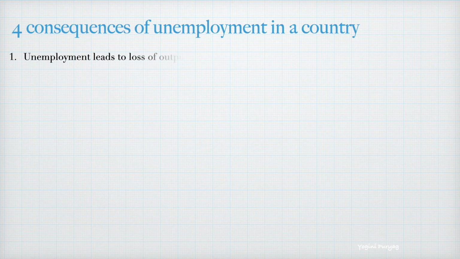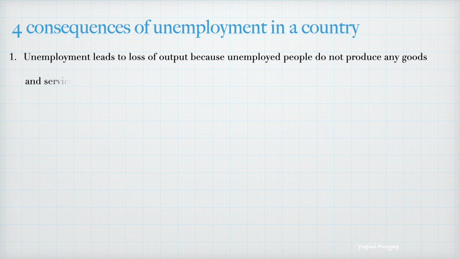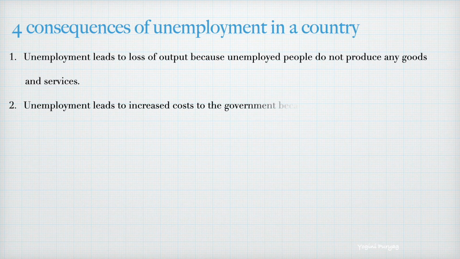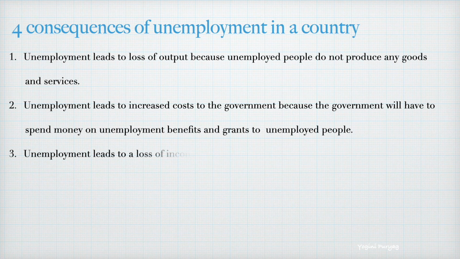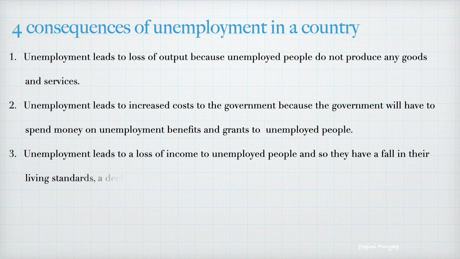Unemployment leads to loss of output because unemployed people do not produce any goods and services. Unemployment leads to increased costs to the government because the government will have to spend money on unemployment benefits and grants to unemployed people. Unemployment leads to a loss of income to unemployed people, and so they have a fall in their living standards, a decline in their spending power, and a rise of their debt problems.